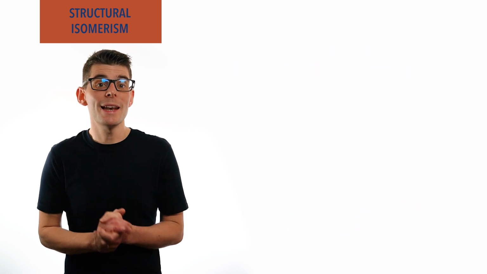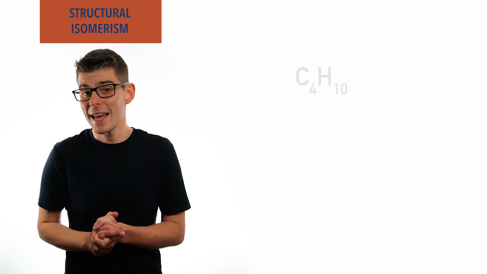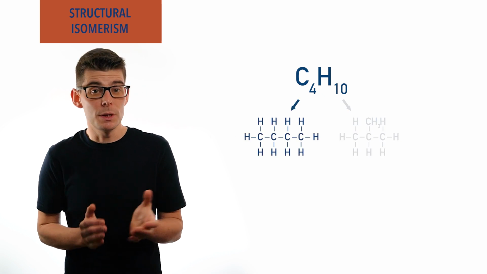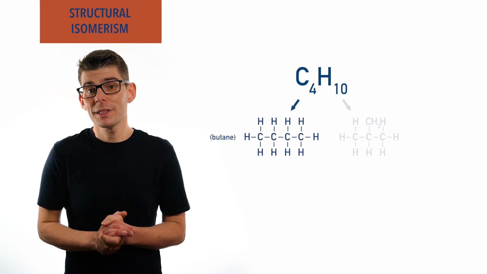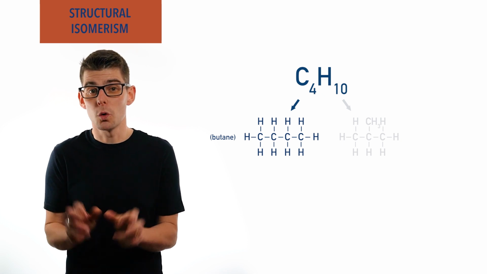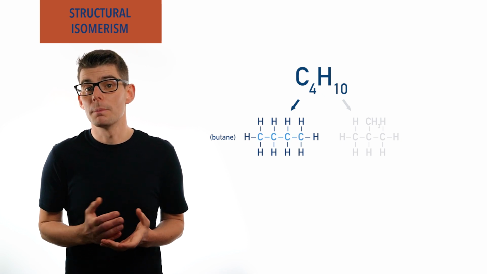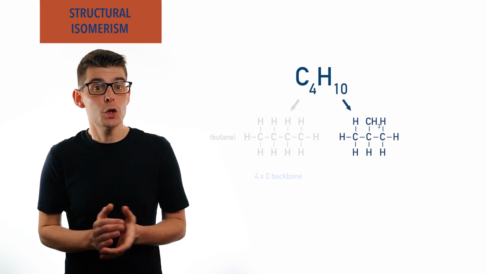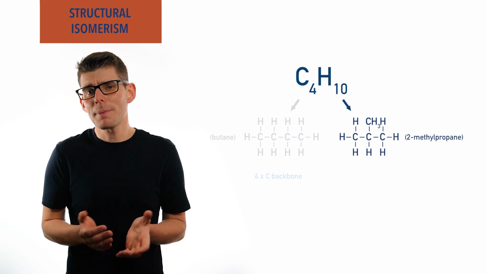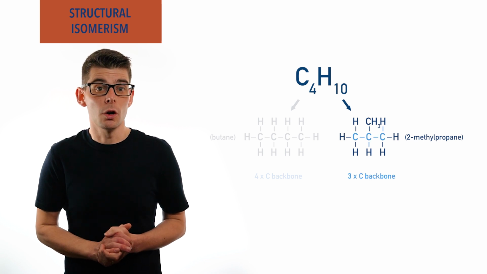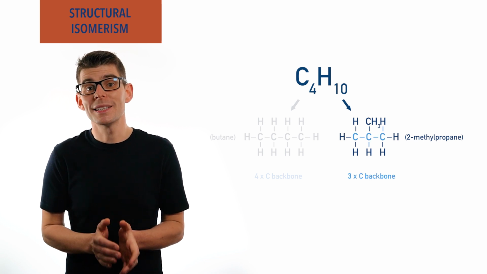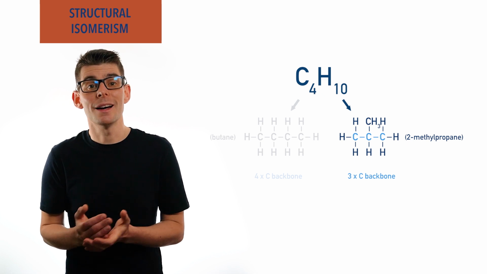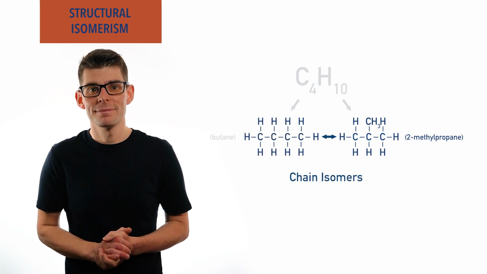For example, the molecular formula C4H10 can refer to 2 different molecules. In the first, butane, the carbon atoms are bonded together in a direct sequence or chain, meaning the carbon backbone is 4 carbons long. In the second, however, 2-methylpropane, the carbon backbone is only 3 carbons long, with a CH3 group bonded to the middle of the 3 carbon atoms. These would be chain isomers of one another.